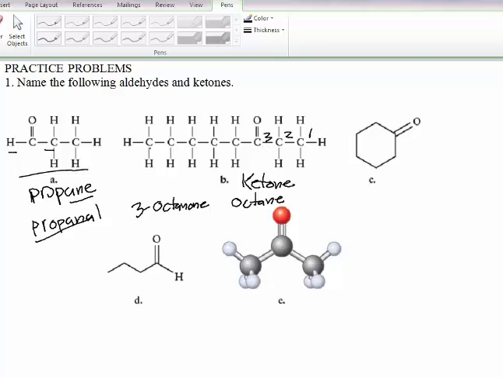We don't start numbering from this side because we'd have a much larger number. So we want to keep this number as small as possible. So 3-octanone. 3 tells us where the ketone is. ONE tells us we have a ketone. And oct, or octanone, tells us we have an 8-carbon chain. This is also a ketone.